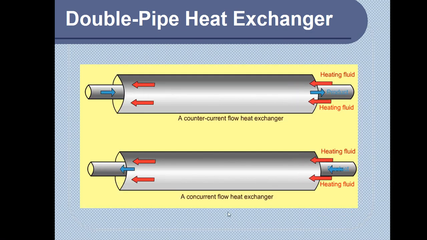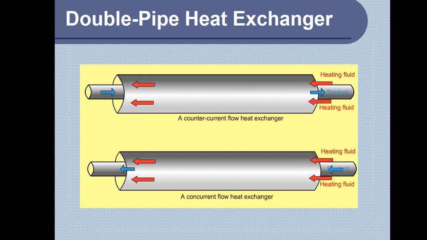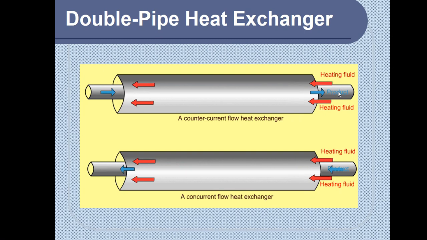So this is a simple video on how a double pipe heat exchanger works. You have the heating fluid in the annular space between the pipes, and you have the fluid to be heated on the inside, passing through the inner pipe.